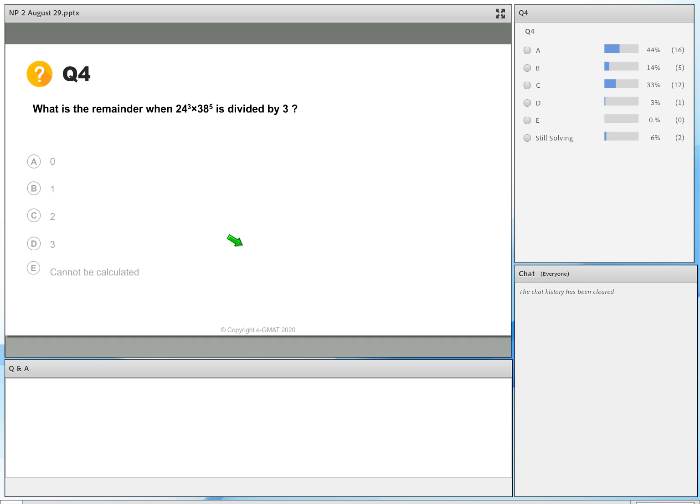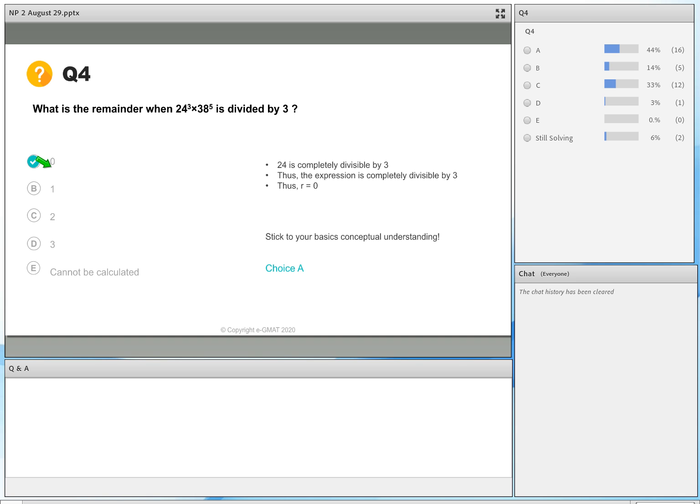What's happening? What is the remainder when this is divided by 3? So there's a multiplication. You just saw this powerful result that you could find individual remainders and then multiply them. After all of that, 0 is what you should have gotten had you done this the right way.